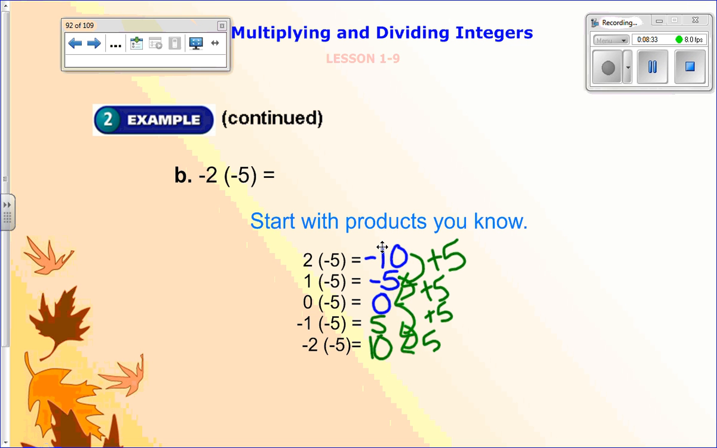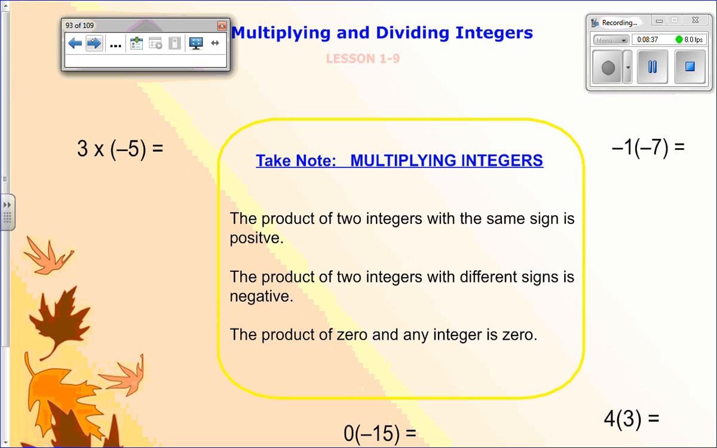So you could use number lines, you could use patterns, or you could use the rules. And honestly, this is how I prefer to do it because it's a lot easier. The product of two integers with the same sign is positive. So if I have a positive number times a positive, your answer is going to be positive. If you have a negative times a negative, your answer is also going to be positive. So if the signs are the same, you get a positive answer.